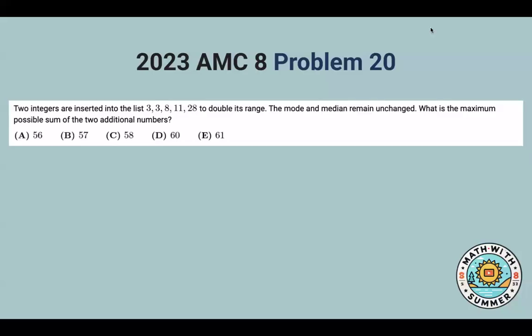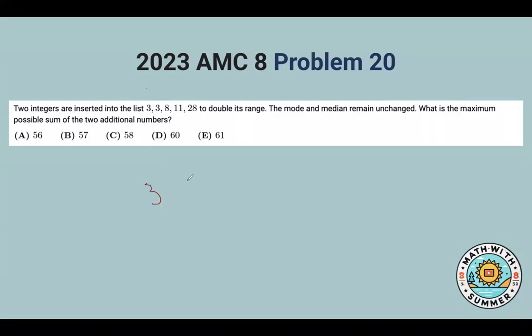Guys, this is 2023 AMC problem 20, and I feel like on most competition problem sets, you'll see this type of problem, which always concerns median and range, right? So we are given this number set, and it says two integers are inserted into this list to double its range. The mode and median remain unchanged. What is the maximum possible sum of the two additional numbers?